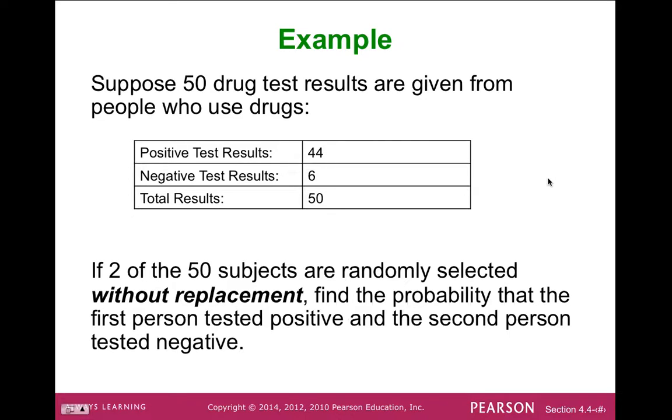Here's an example of a multiplication rule problem. Suppose 50 drug test results are given from people who use drugs. 44 of the people tested positive, 6 tested negative, and there were a total of 50 people tested. If 2 of the 50 subjects are randomly selected without replacement, find the probability that the first person tested positive and the second person tested negative.